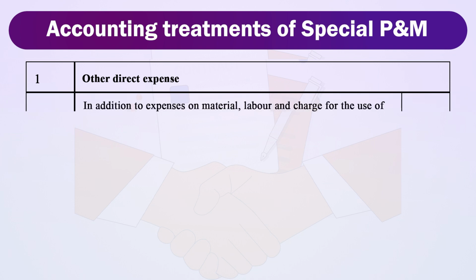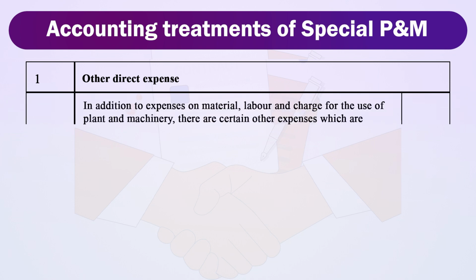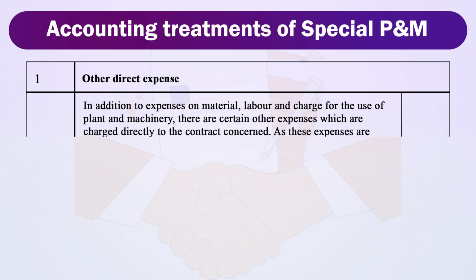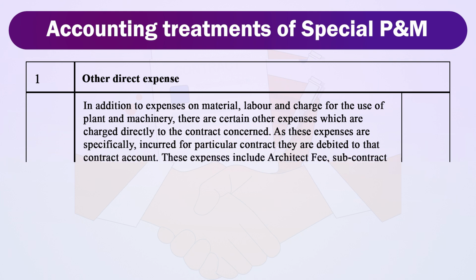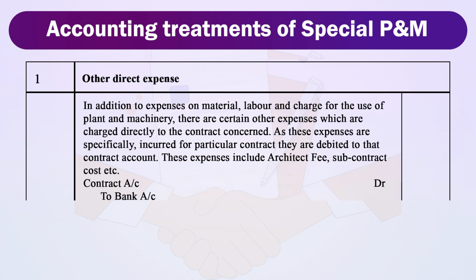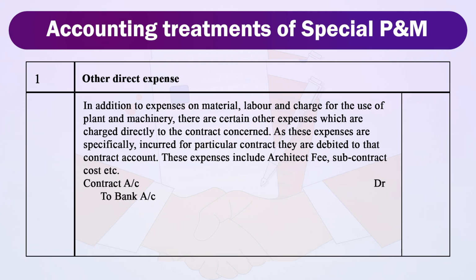Let's understand other expenses, other direct expenses. In addition to expenses on material, labor and charge for the use of plant and machinery, there are certain other expenses which are charged directly to contract concerned. As these expenses are specifically incurred for particular contract, they are debited to that contract account. These expenses include architect's fee, subcontract costs, etc. Entry is contract account debit to bank account.